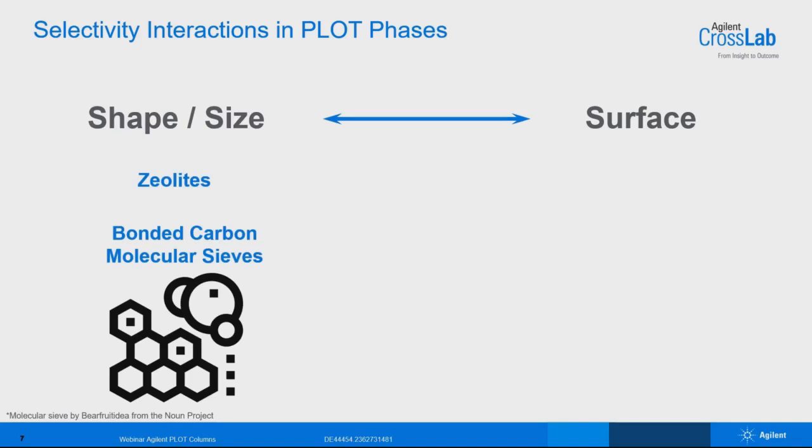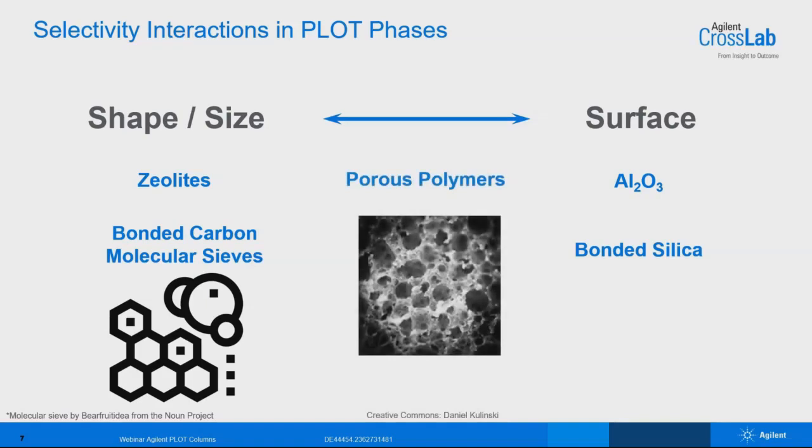Adsorbents that mainly function on their surface interactions are, for instance, alumina and silica. The diagram is not to be interpreted as an absolute, it's just a general guideline. Usually there's a mixture of the two interactions that are occurring. However, alumina columns tend to exhibit mostly surface interactions, while molecular sieves mostly size-shape interactions. And in between, there are the porous polymer adsorbents that exhibit both types of interactions.